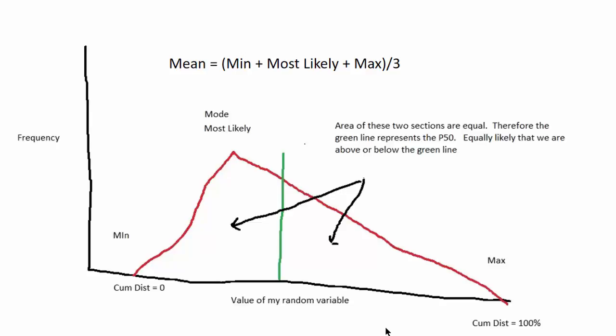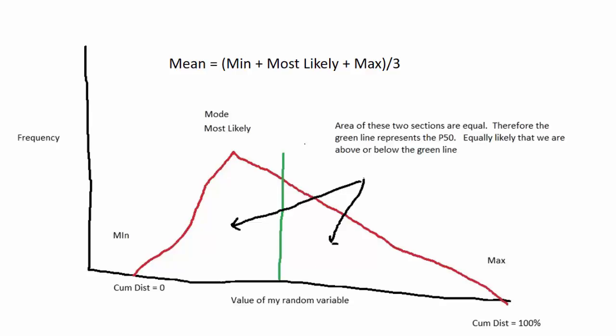Now the P50, that point where there's a 50% chance of it being more or less than that number, is represented by some point in this triangular distribution where the area over here is equal to the area over here. The area on the left side of the green line is equal to the area on the right side of the green line. That's the P50.